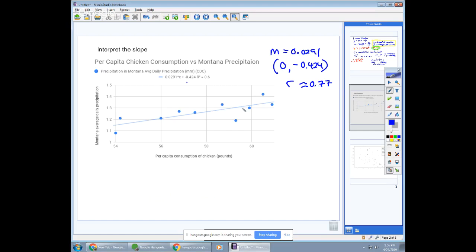Now, that doesn't mean there's causation. I have no idea if chicken consumption contributes to precipitation in Montana, or if Montana precipitation equates to more or less chicken consumption. That's a whole other question some scientists can take up. I'm just a mere statistician.